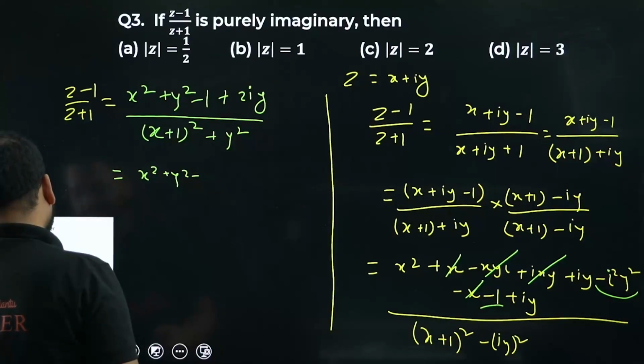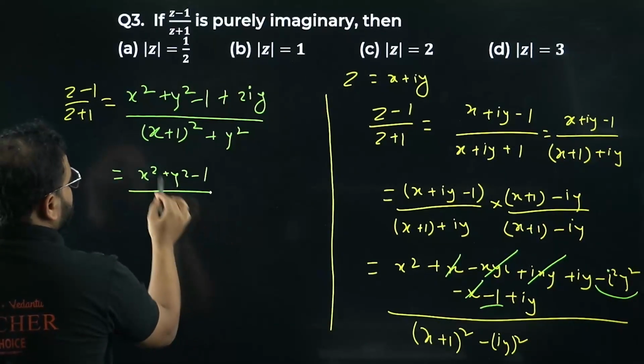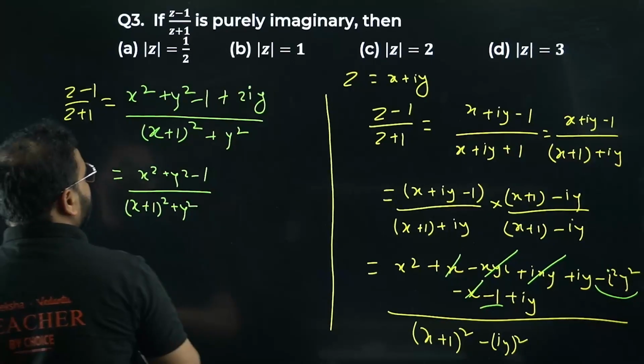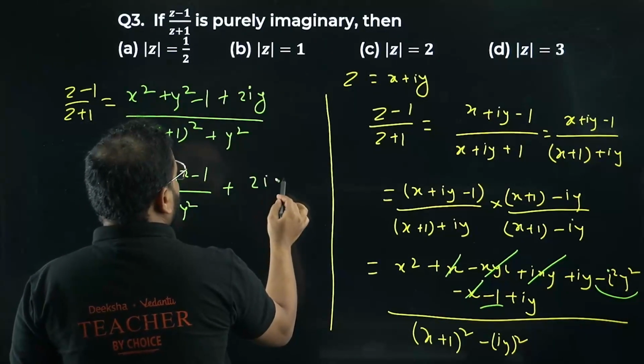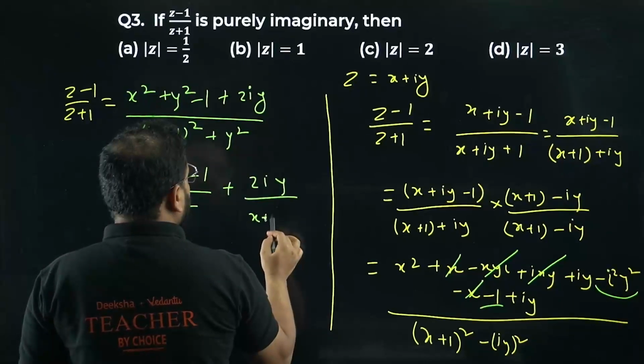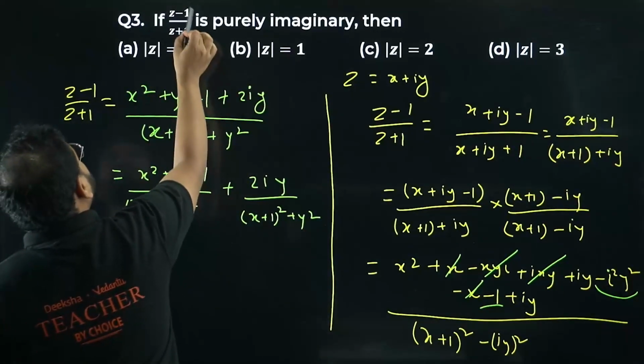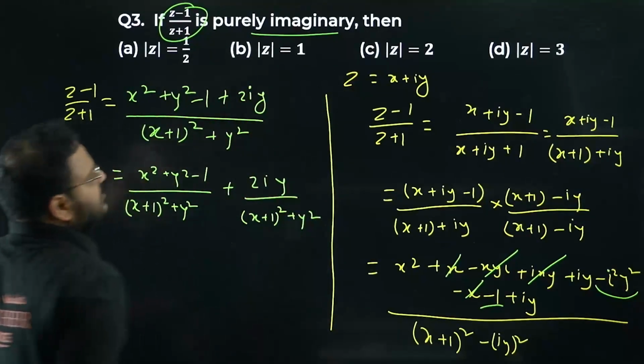Minus 1 upon the same denominator, (x plus 1) whole square plus y square, plus I get 2iy upon (x plus 1) whole square plus y square. They are saying that this is purely imaginary.